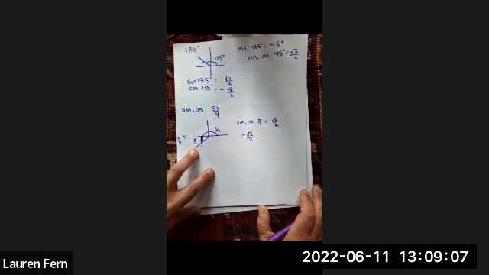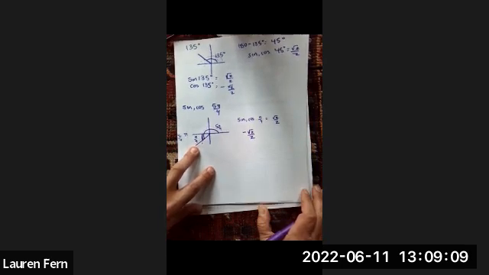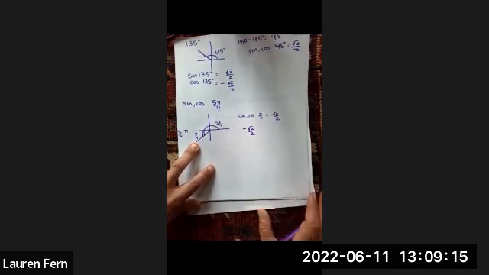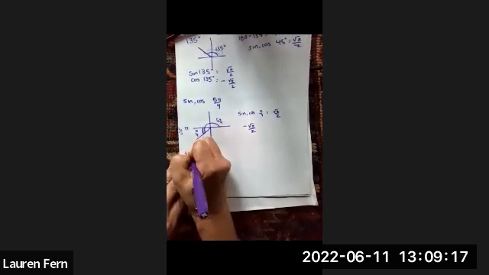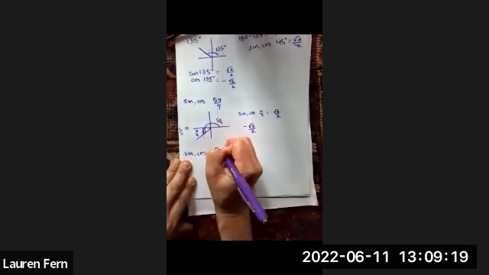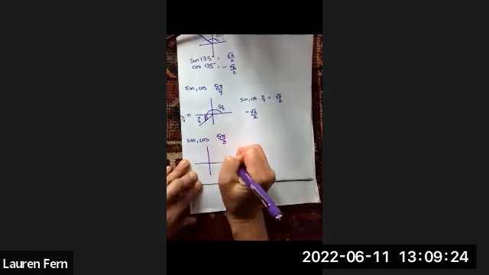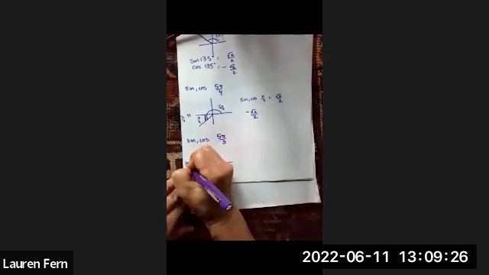All right, how about we do, let's see. How about 5π/3, sine and cosine of 5π/3? Okay, well, this is 3π/3.